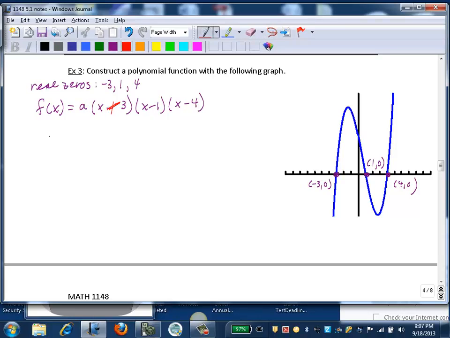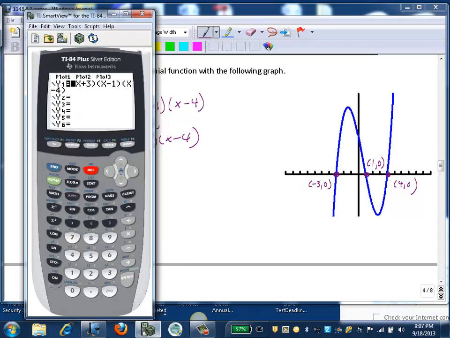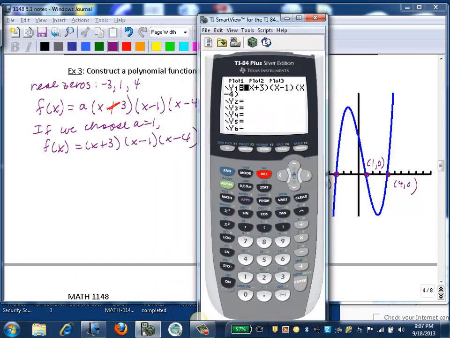Let's first assume the easiest case, an a value of 1. So if we choose a equal to 1, that will give us f of x equals x plus 3 times x minus 1 times x minus 4. So let's look in the calculator. So I enter the function here. Now the window, I'm going -5 to 5 on the x-axis with a scale of 1, and on the y-axis I'm going -30 to 45 with a scale of 5. Again, not the only correct window, but it's going to be good for the examples I'm going to show you here.